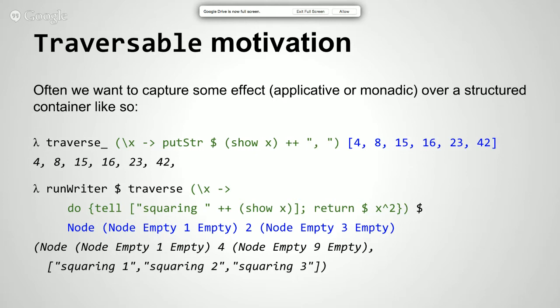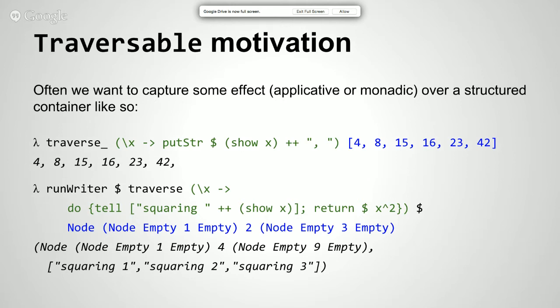In any case, we're doing a traverse. This traverse underscore is something I wrote. It's just a traverse that throws away the value, so it's purely effects. We do this traversal of putStr show x plus a comma on this list, and it prints them out. We're traversing with an action, an effectful function.